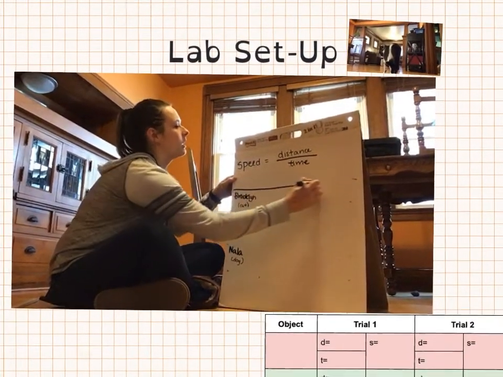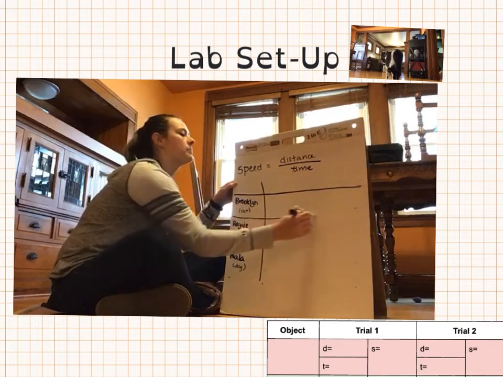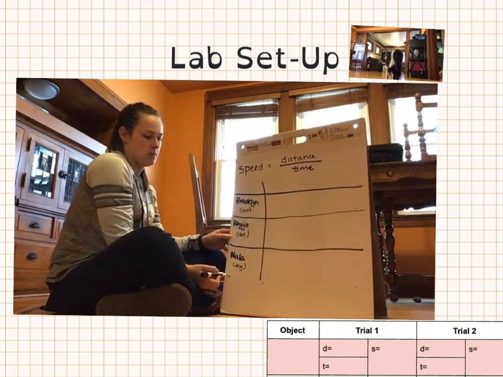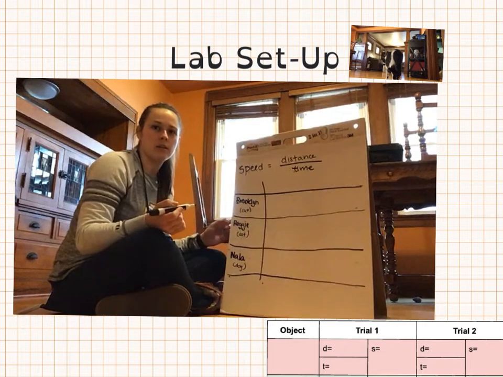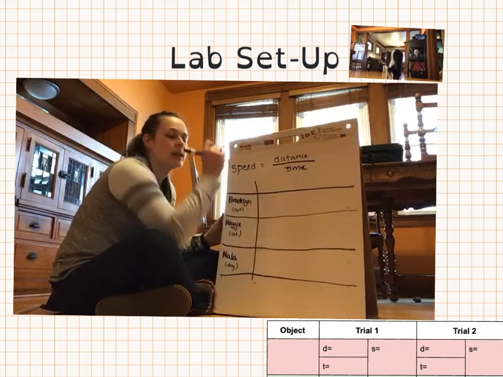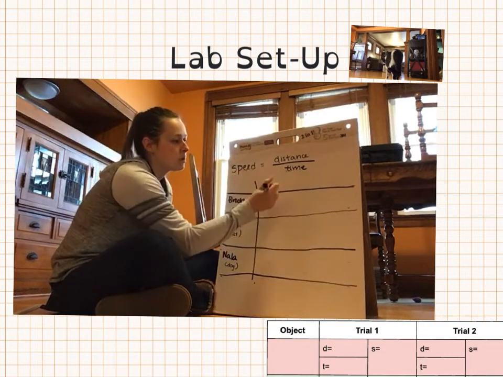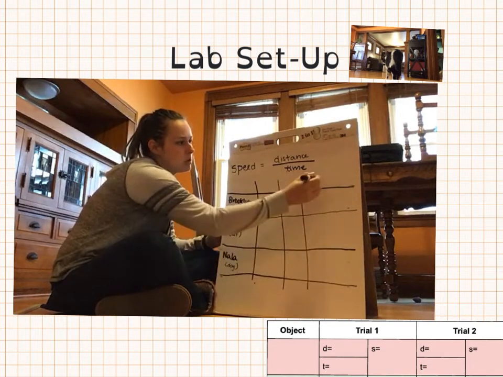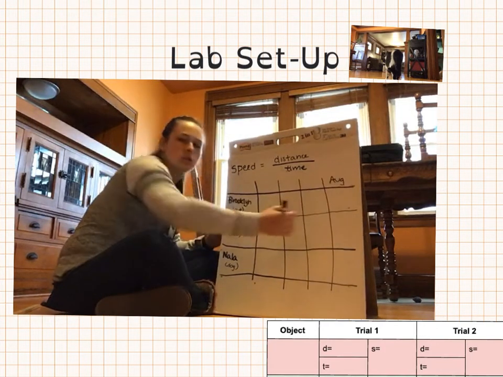So, here are our different objects. I'm going to make a quick data table. All right. So, we know we're going to have to calculate speed each time, but more specifically, we're going to need to know distance over time. So I'm going to leave a little bit of space. Trial 1, trial 2, trial 3, and our average.